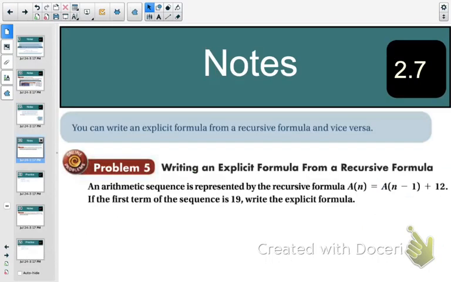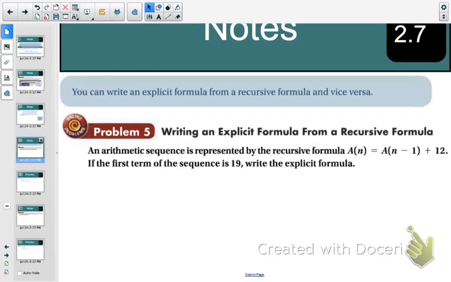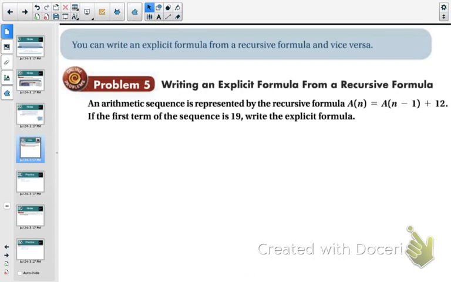Okay, next, we can convert from a recursive formula to an explicit formula. An arithmetic sequence is represented by the recursive formula a_n equals a_(n-1) plus 12. If the first term is 19, write the explicit formula. So it's already given us the two things we need, the first term and the common difference.